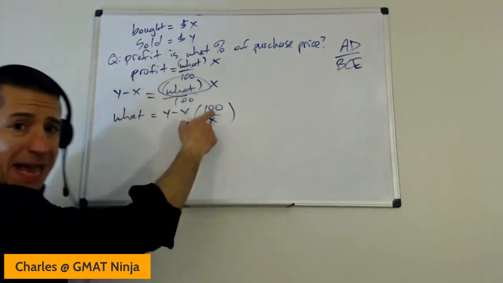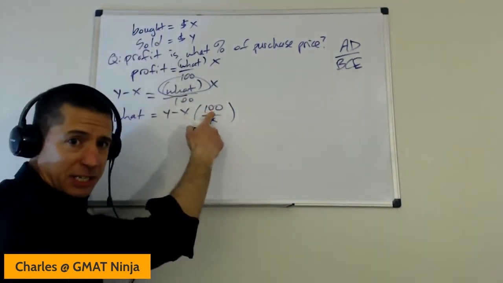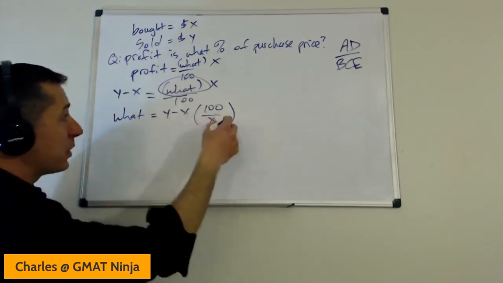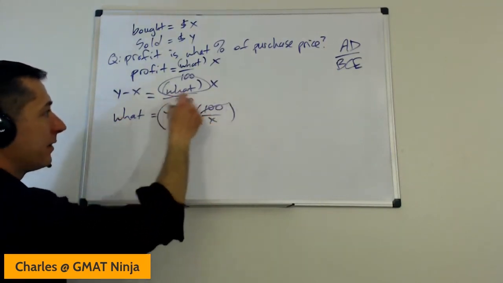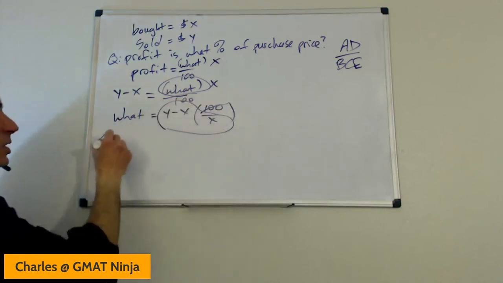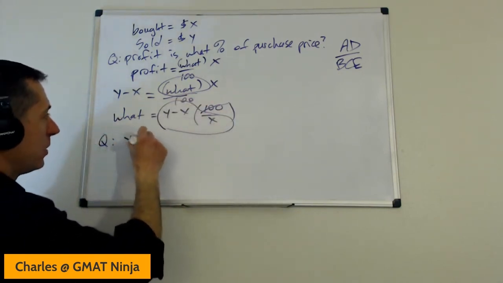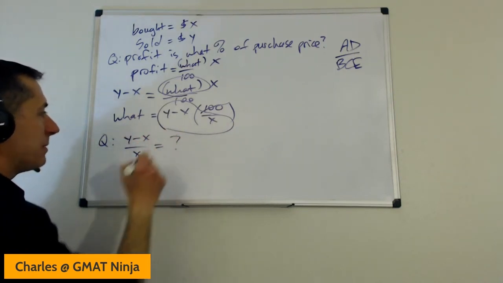Now, the 100 doesn't matter. It's data sufficiency. I don't care about the 100. It's not going to change whether I know what this value is. So I'm going to get rid of the 100, rewrite it. This is what I want, is this thing. So here's my reformulated question. Y minus X over X is equal to what?